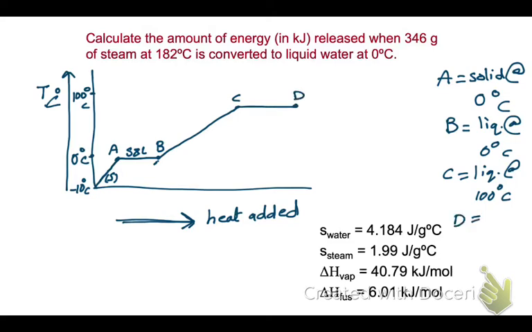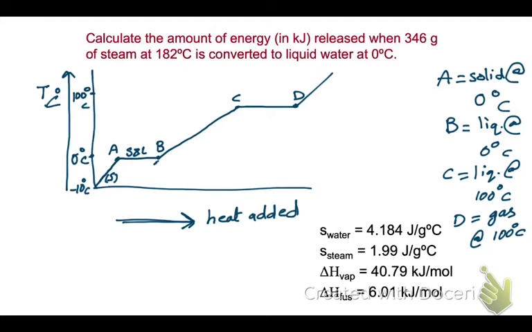So at D, I have gas at 100 degrees Celsius. And if I keep heating, then all my gas will go up in temperature in another diagonal line. This is what I call the heating curve.